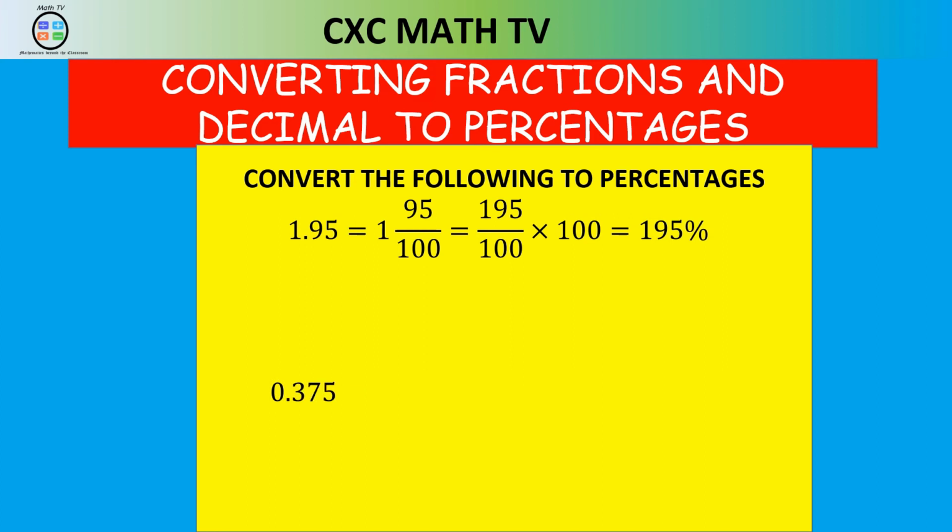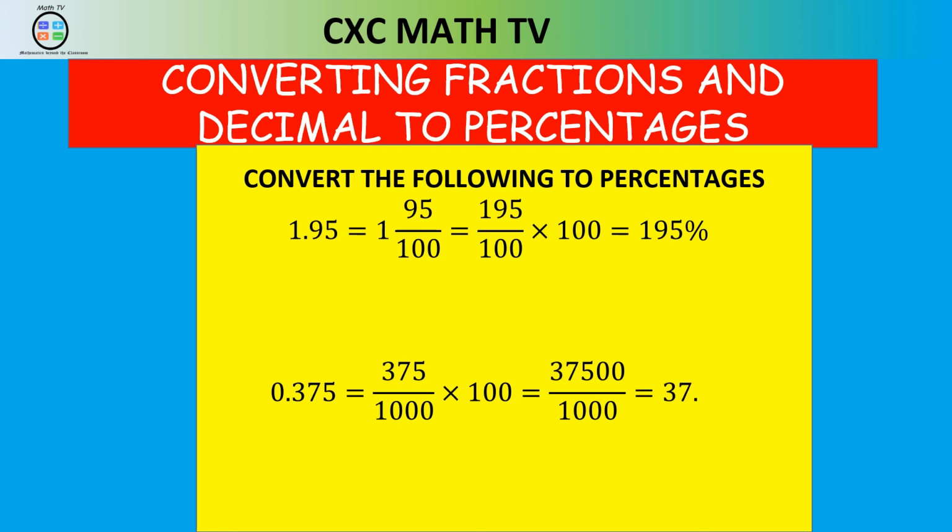Now what about 0.375? Go ahead, pause the video and attempt. Now 0.375 is, look at that, it has 3 decimal places, so it's over 1,000. So put 375 over 1,000 and we'll multiply it by 100. Now 37,500 over 1,000, when we divide it, we're going to end up getting 37.5%. Beautiful. So 0.375 is 37.5%. Nice.